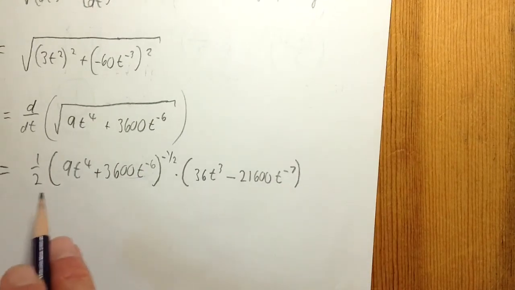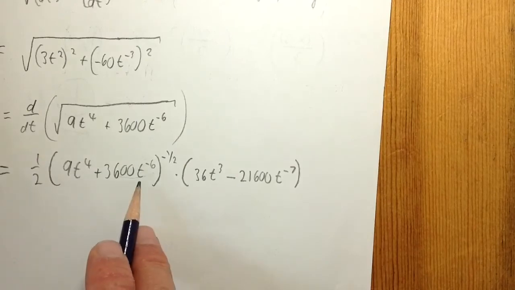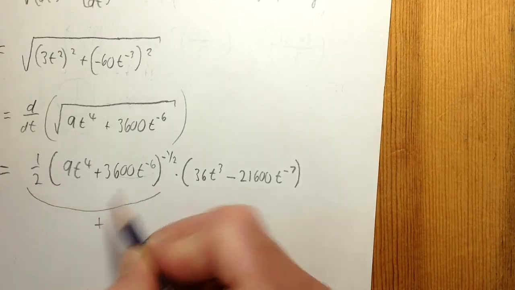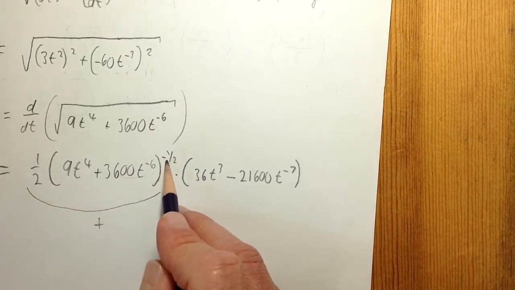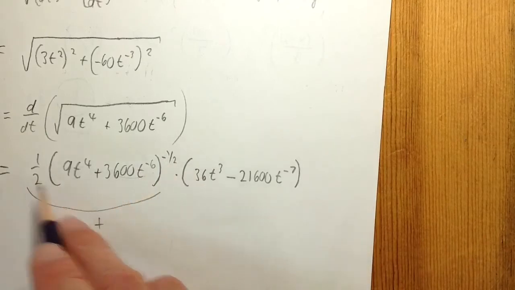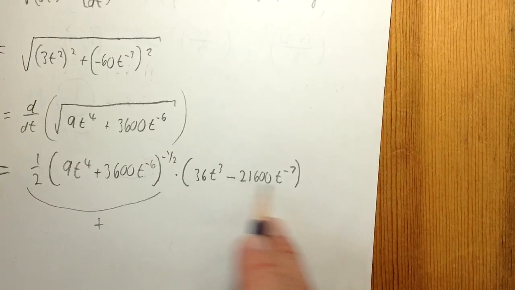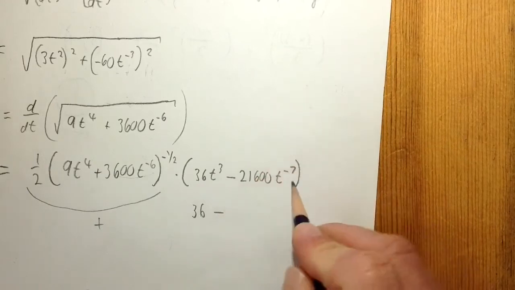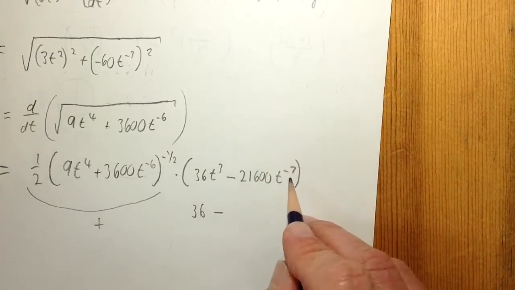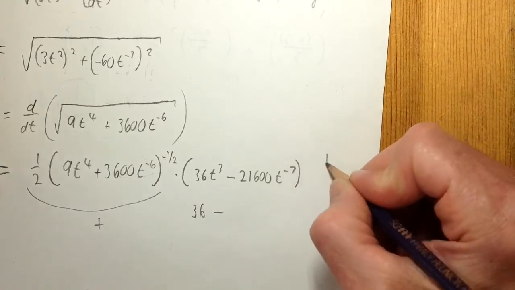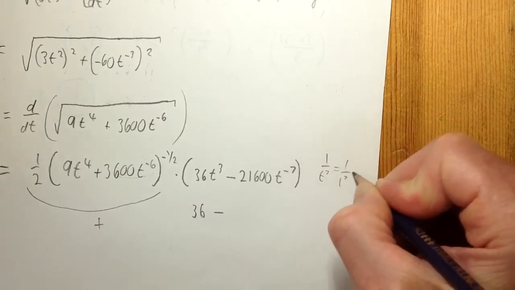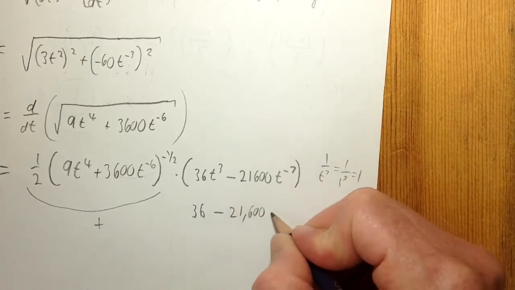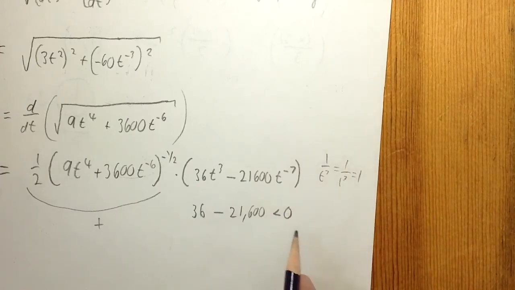It's a mess. They're really nice. They gave us t equals 1. At t equals 1, all we want to know is whether it's positive or negative. This part is always positive. This is a square root in the bottom, since negative 1/2 means square root in the bottom. Square roots are positive, 1/2 is positive. So really we just have to see if this is positive or negative at t equals 1. Well, t equals 1 is easy. That's just 36 minus, at t equals 1, 1 to any power is 1, right? That's 1 over t to the 7th, which is 1 over 1 to the 7th, of course, is 1. So that's 36 minus 21,600, which is clearly less than 0. It's really far less than 0.